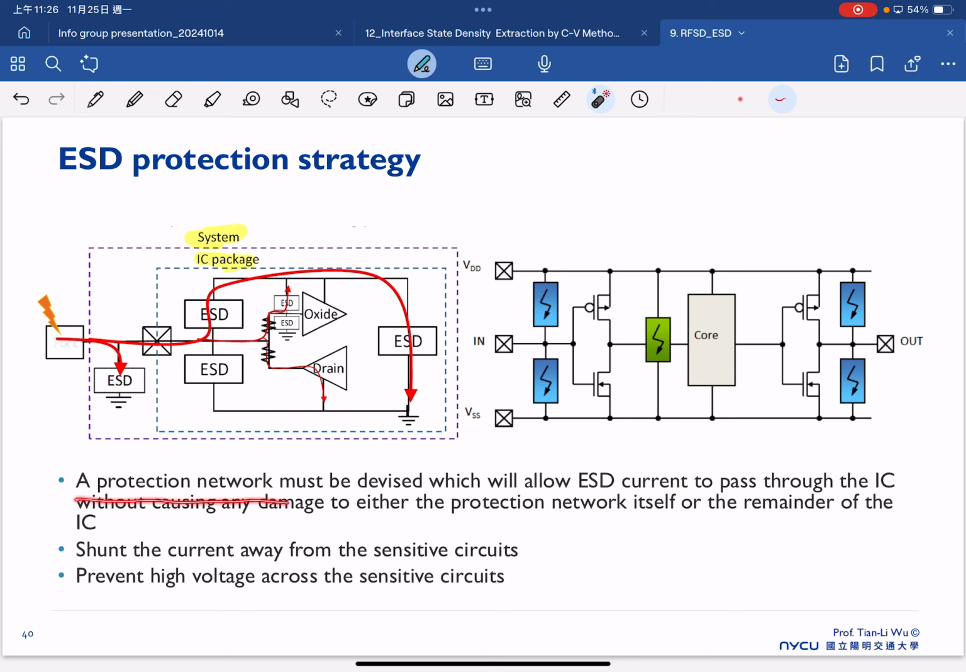A protection network must be a device which will allow ESD current to pass through the IC without causing any damage to either the protection network itself or the remainder of the IC. And we will shunt the current away from the sensitive circuit. The sensitive circuit is definitely here. So we try to shunt the current away, and we can prevent the high voltage across the sensitive circuit.